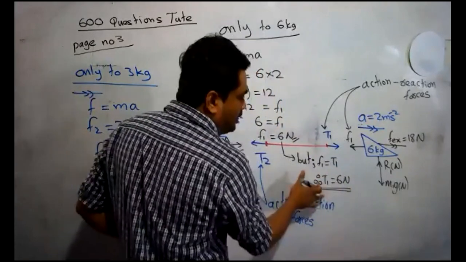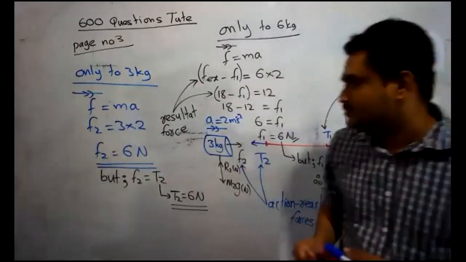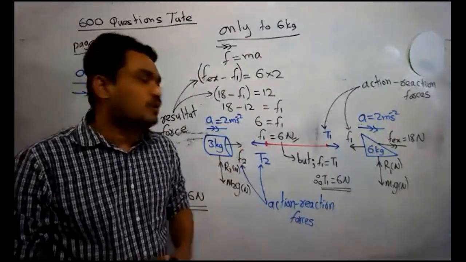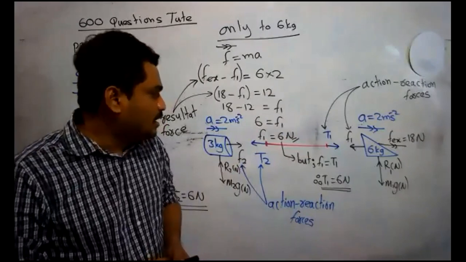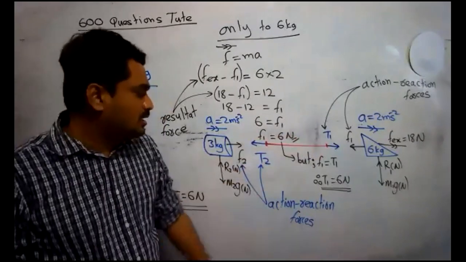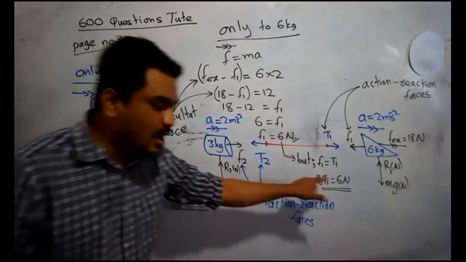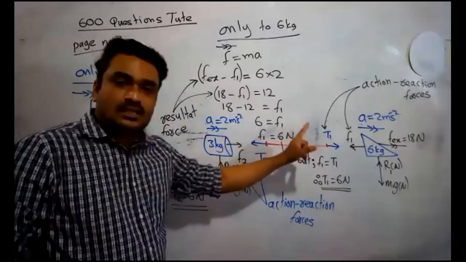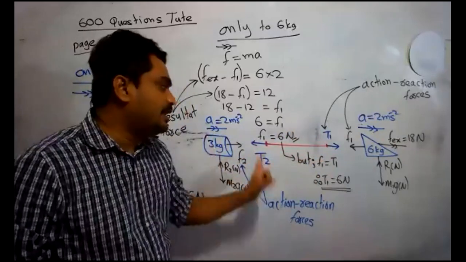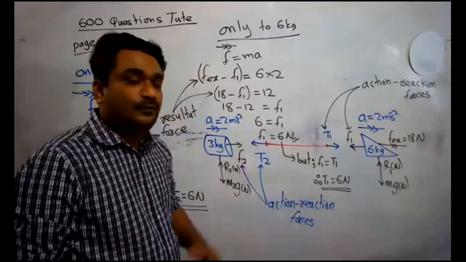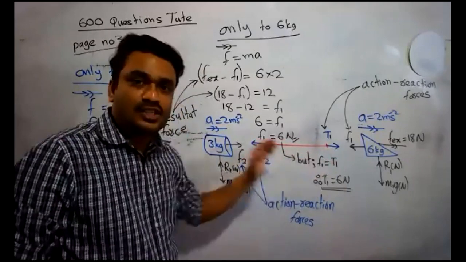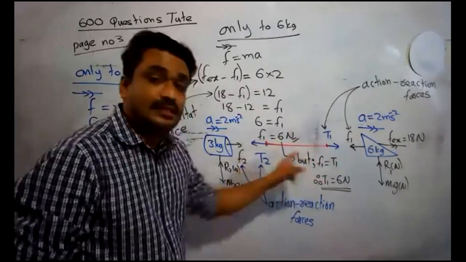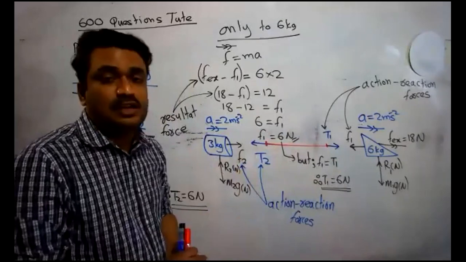So what do you think about these T1 and T2 forces? T1 and T2 are the tension forces acting on the string. Now you see that T1 and T2 are equal, 6 Newton each. Remember that the tension forces are equal only when the mass is 0. If it is given that the string is massless or light, then only the tension forces are equal. If the string has a mass, the tension forces will not be equal.